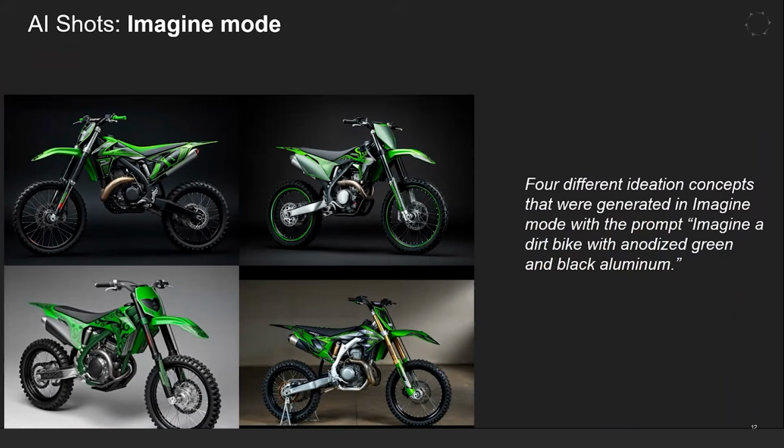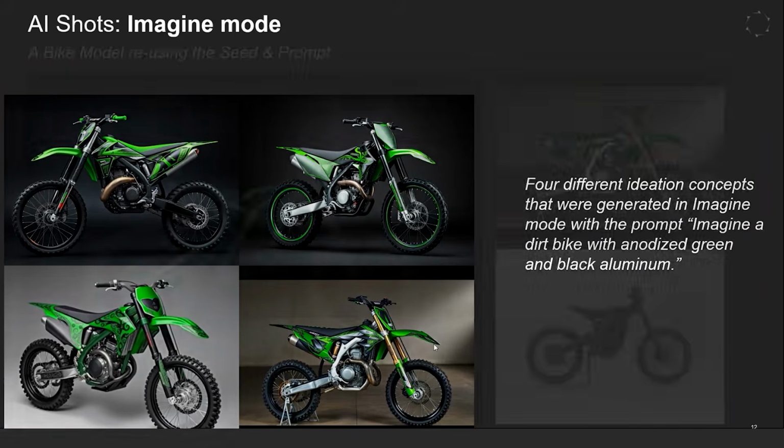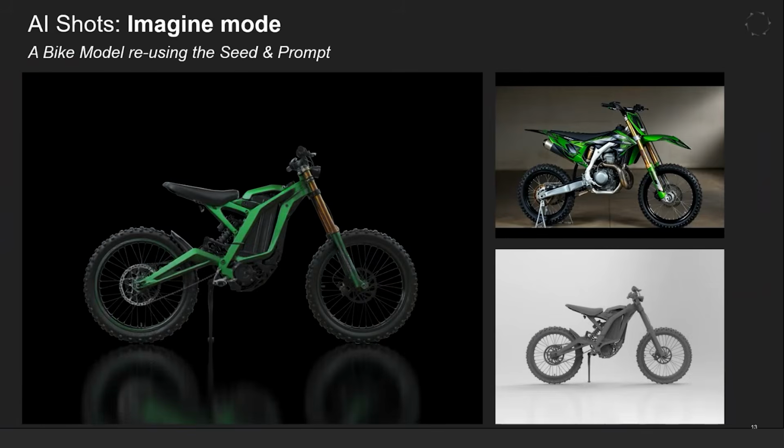So in this example, I've asked AI Shots to imagine a dirt bike with anodized green and black aluminum. Again, it really understands the assignment. Tires have rubber, there's heat-treated metal where it should be, decal application is pretty accurate. So let's say I really like this bottom right one with this kind of Kashima style coating on the forks, and I want to apply that via a mode transfer with my seed number.